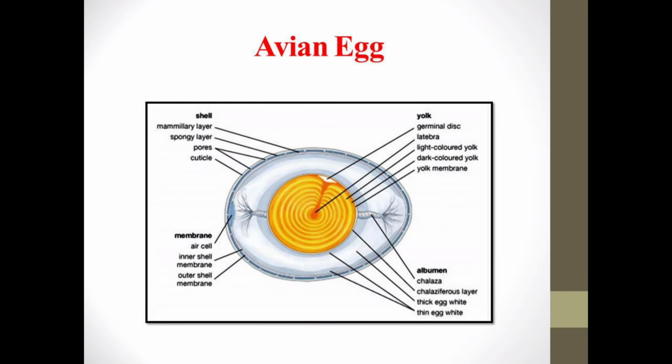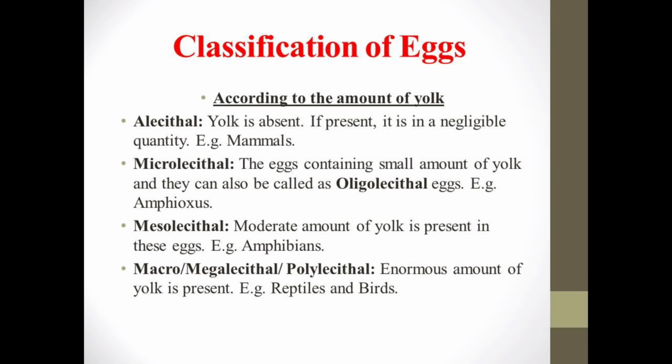Here you can see the different structures that are present inside the egg and help in the development of the zygote. Now moving forward, we will classify the eggs on the basis of different criteria. So the first basis is according to the amount of the yolk.